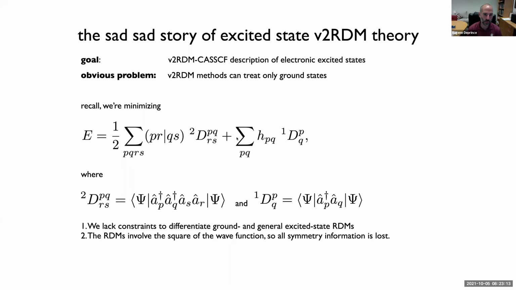If you recall, we're minimizing this energy functional where D2 and D1 are defined in this way. And there are two major problems, at least that I know of. We lack constraints to differentiate ground and general excited state RDMs. And also, we lack any symmetry information because these are basically the square of the wave function, which means we've washed out all spatial symmetry.